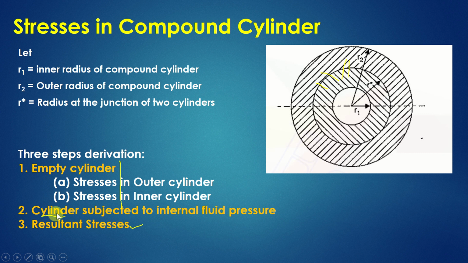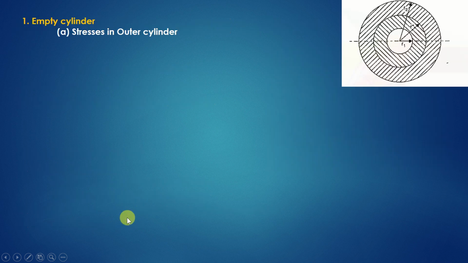Secondly, we are inserting fluid into that. We are considering the compound cylinder as a single unit, and we are finding the stresses of the cylinder subjected to internal fluid pressure. And thirdly, we have to find out resultant stresses combining these two. So let us see first step, empty cylinder, stresses in outer cylinder. So let us find out what are the Lame's equations we have.